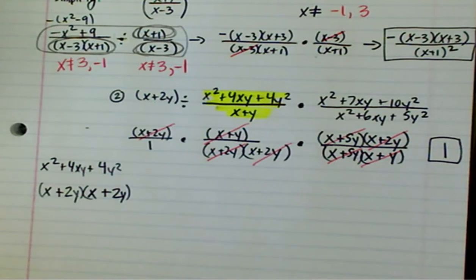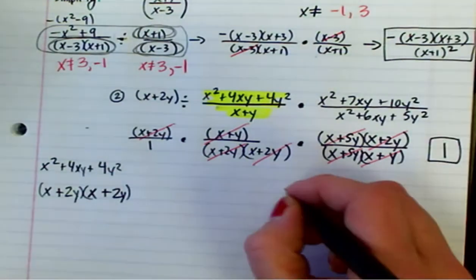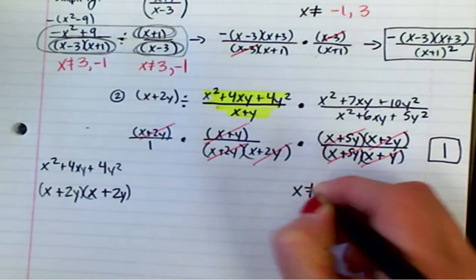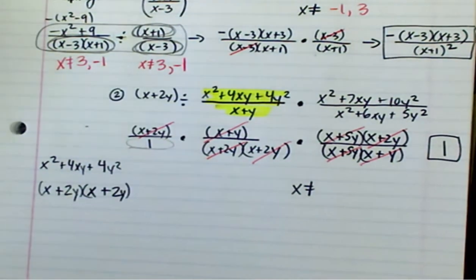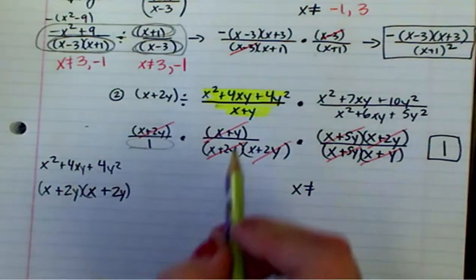If I were to list the restrictions, how would I do it? Now I want x can't equal. Okay, I know there's 2 letters there. I just want to know what x can't equal. I suggest you circle the pieces of the fraction that you're looking for. Okay, right? I'm looking for the denominators.